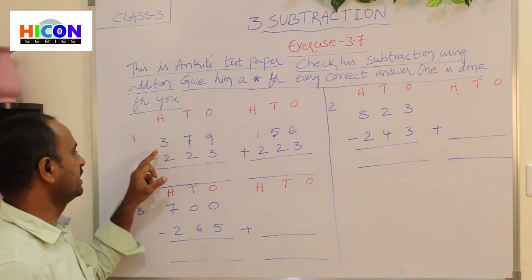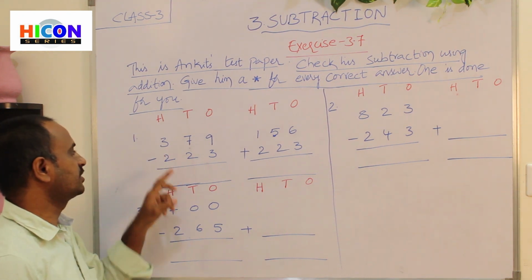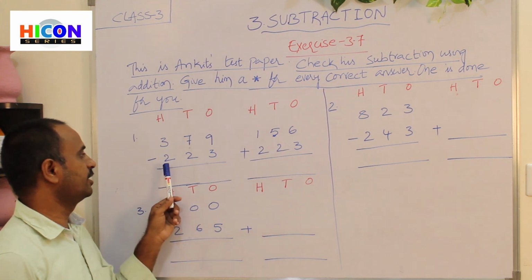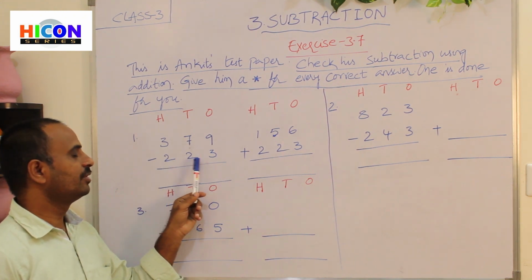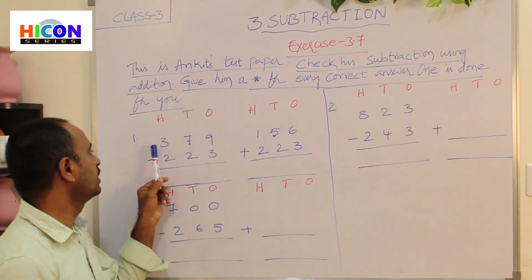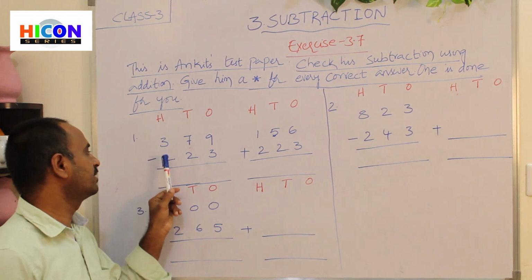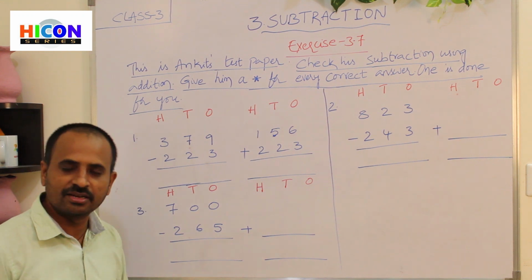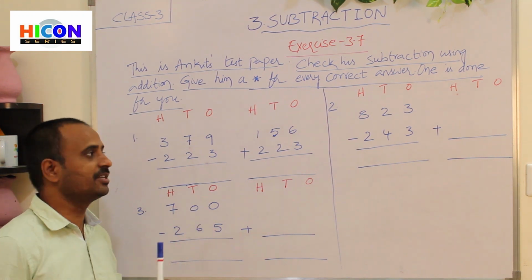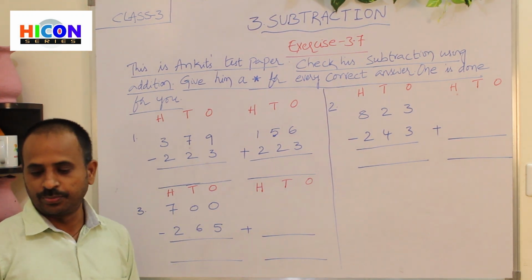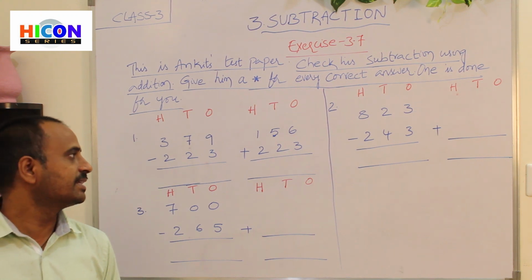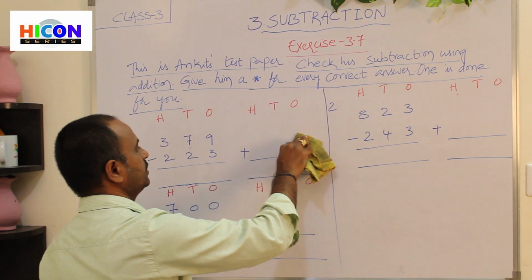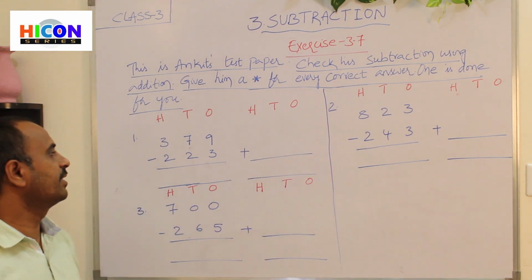Here he has taken two numbers. The first number is 379 and the second number is 223. So these are the two numbers. Now we have to subtract these two numbers. Then we will get a difference, an answer. And we can verify that answer by using simple addition. So let us see how to verify our answer.